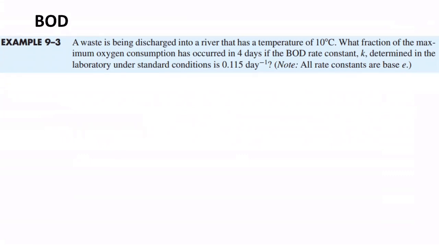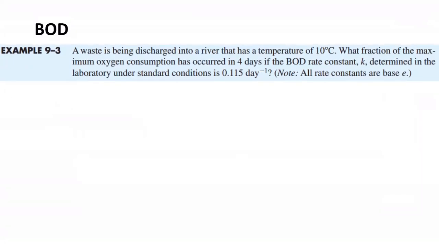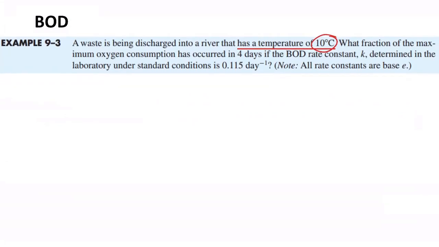Okay, so let's try to look at this problem, right? So it's saying that a waste is being discharged into a river, and we're looking at this problem at a different temperature. It's not 20 Celsius anymore, it's 10 Celsius. So it's asking what fraction of the maximum oxygen consumption has occurred in 4 days if the BOD rate constant K has a certain value, okay? So basically, the fraction is asking for what is the fraction of the maximum BOD that has been consumed.